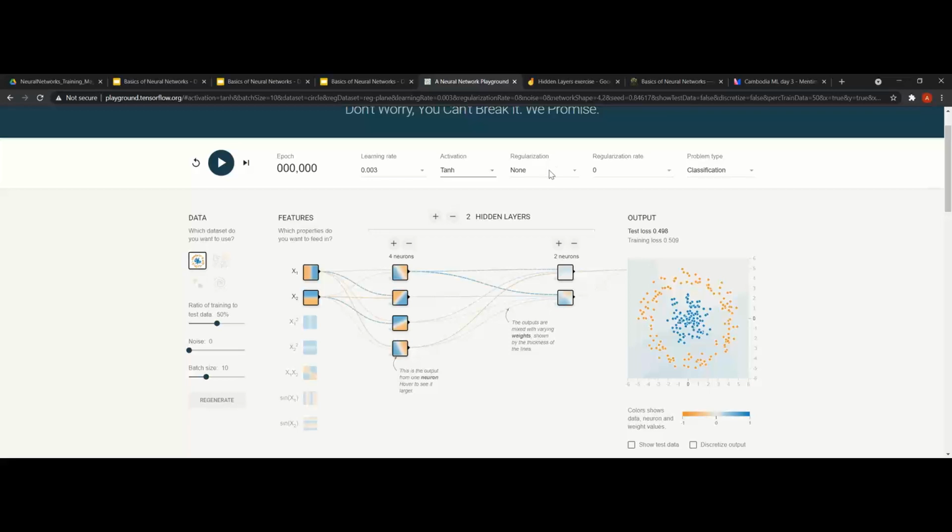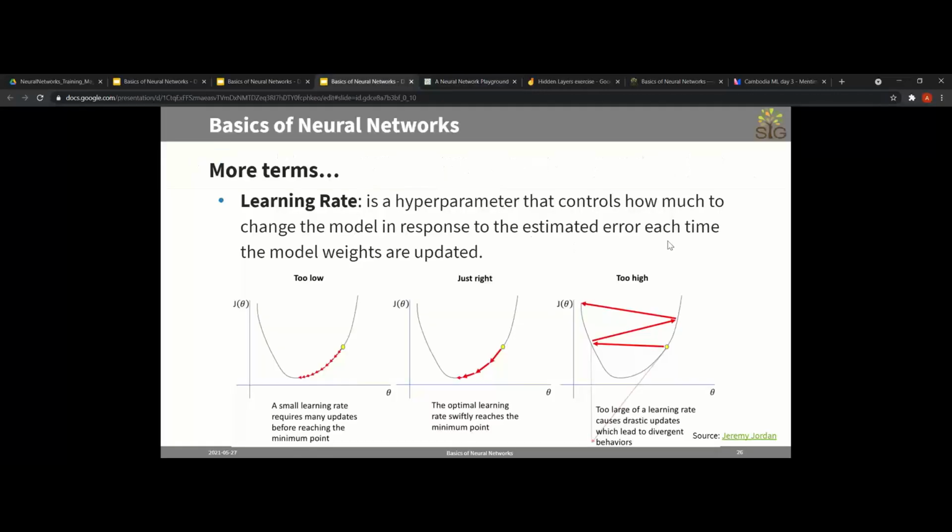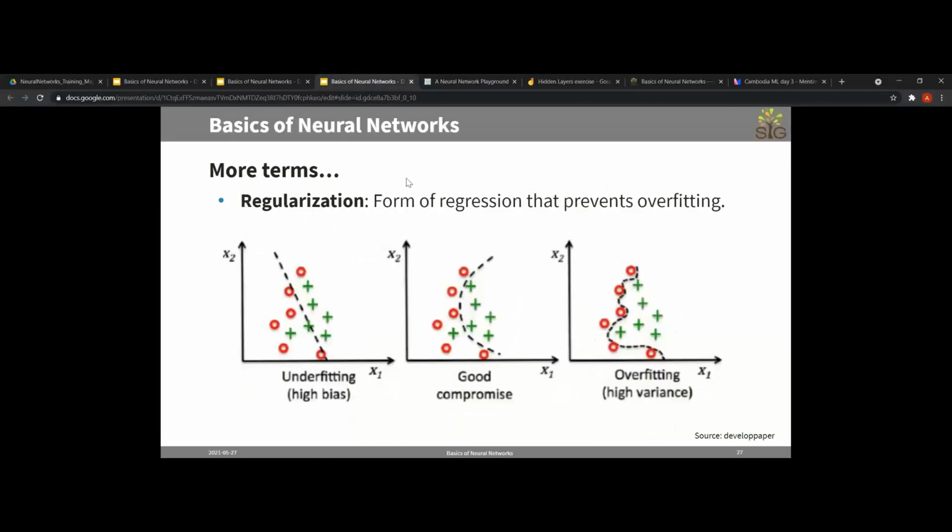Regularization. We did not talk about regularization yet, and it's a form of regression that prevents overfitting. So we talked about overfitting yesterday, right? Overfitting happens when your model is trying too hard to capture all the single details of your training set. That's called noise, right? We're capturing too much of the detail, so it gets too attached to your training set. But then when you try to apply your model to a test set, the results are not so good.